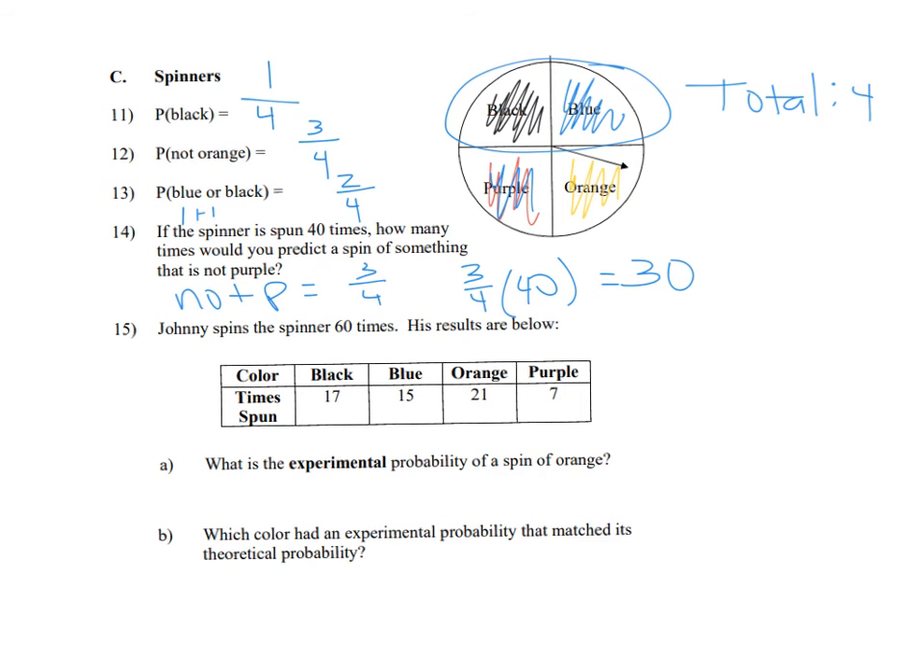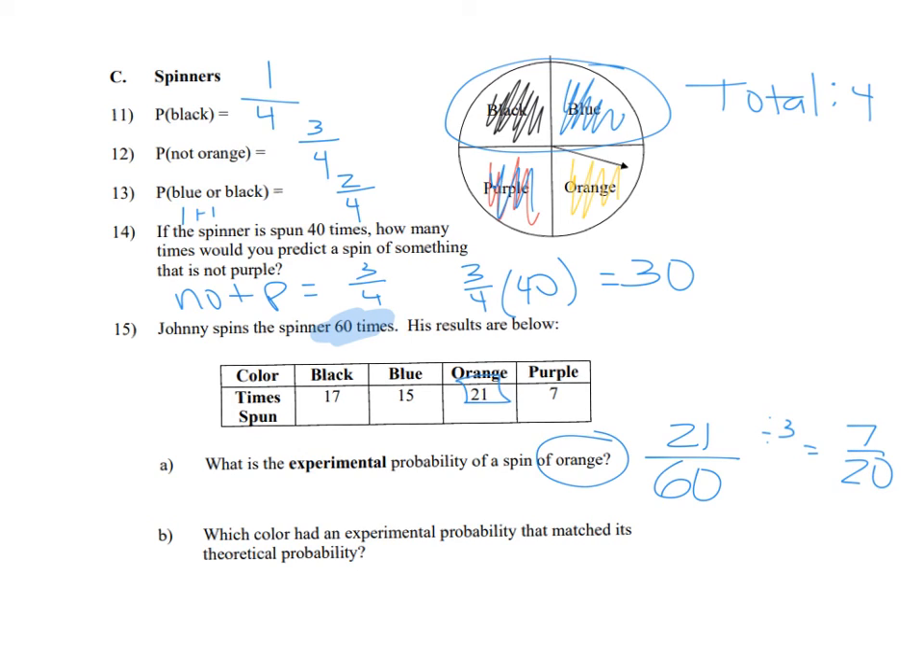All right, now we're going to do the experimental. So this is not theoretical. This is based on what actually happened. What is the experimental probability of spinning an orange? So orange was 21 out of a total of 60 times, right? It gave me 60. Oops. And then again, I can simplify, divide by 3. We get 7 out of 20.